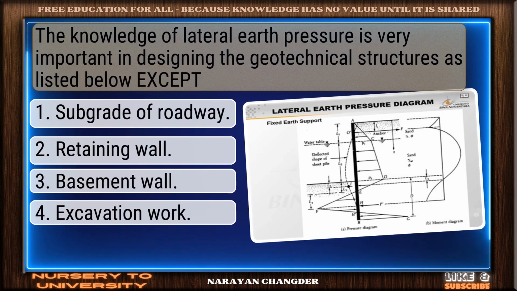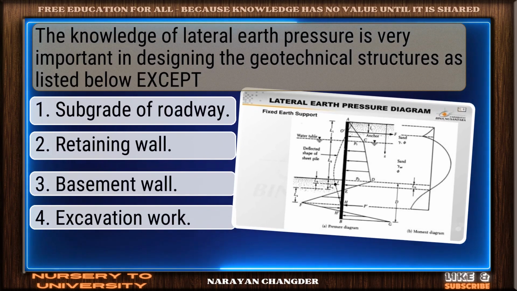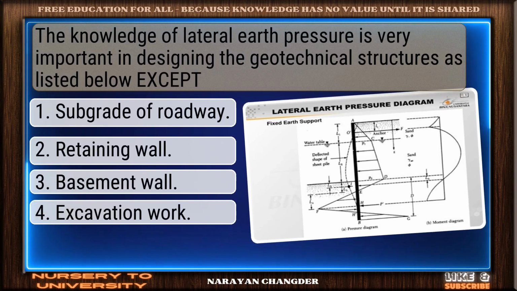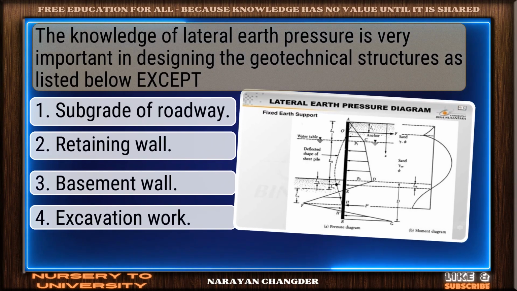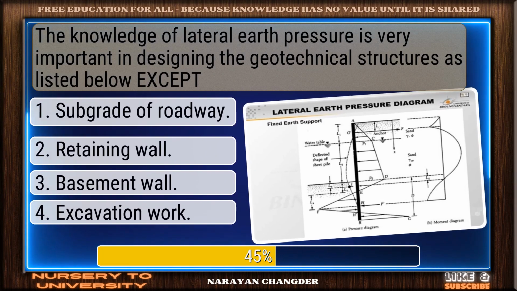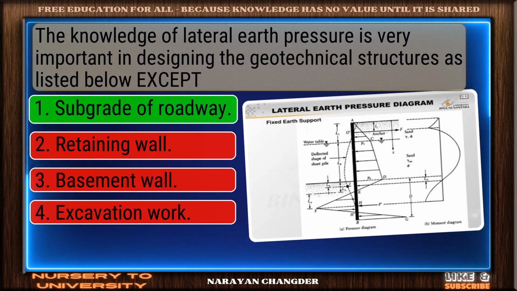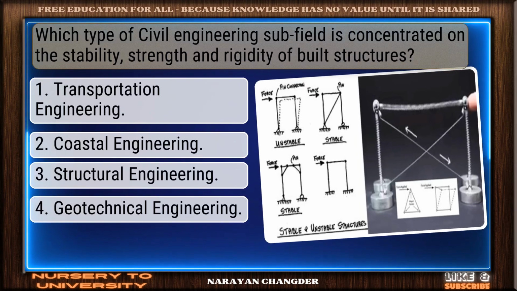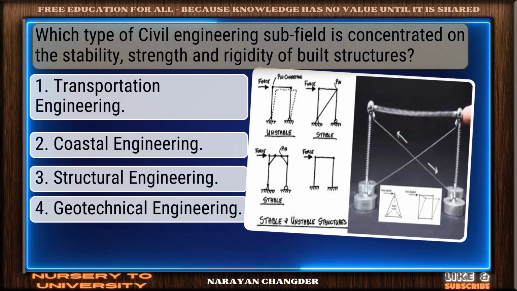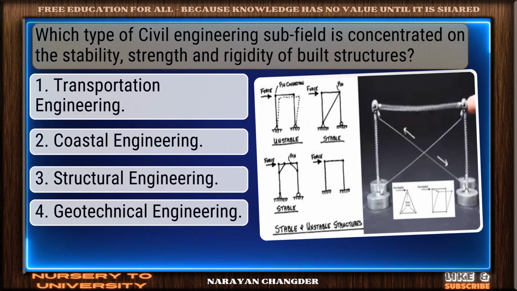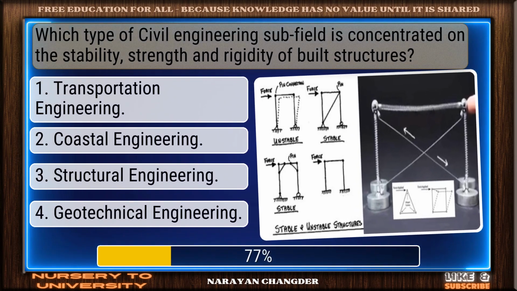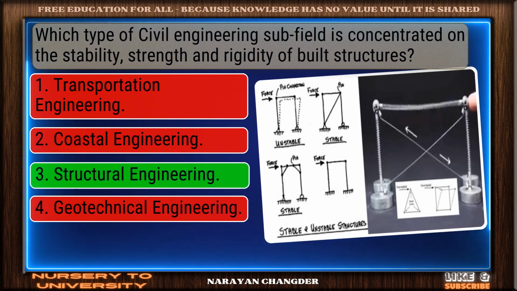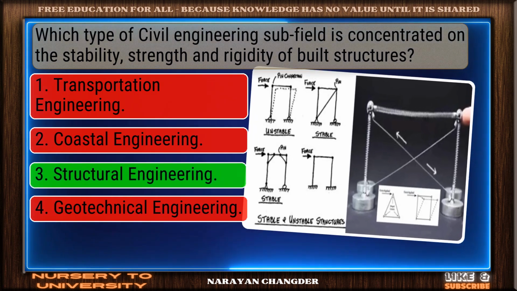The knowledge of lateral earth pressure is very important in designing the geotechnical structures as listed below except. Well done. Subgrade of roadway is the right choice. Which type of civil engineering subfield is concentrated on the stability, strength and rigidity of built structures? On track, structural engineering is the correct answer.